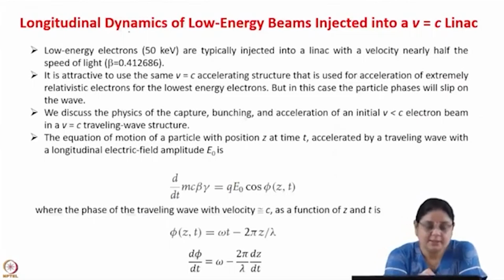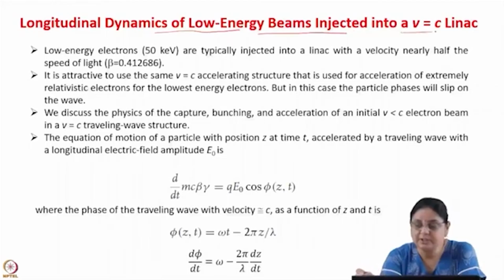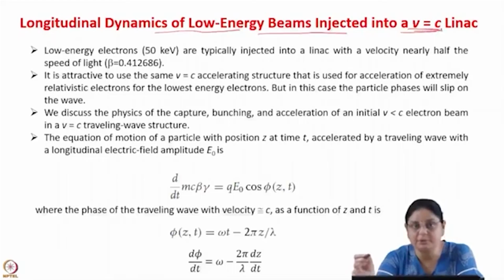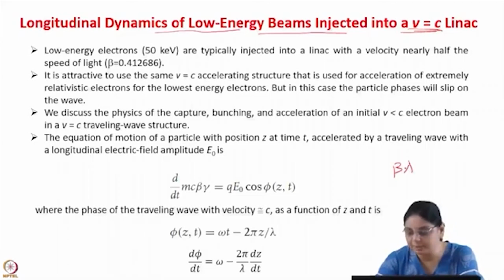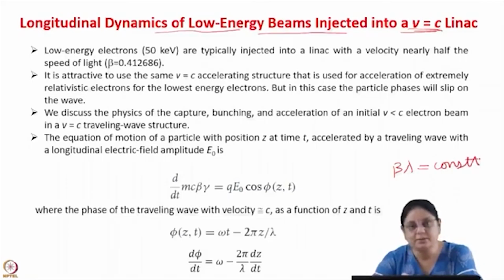Now let's see the longitudinal dynamics of low energy beams injected into a V equal to C linac. Electron linacs are generally known as V equal to C linacs because they are designed such that the velocity of the electron has become constant. So the cell length has become constant. Beta lambda or beta lambda by 2 has become constant. So for the electrons, the cell length is constant.